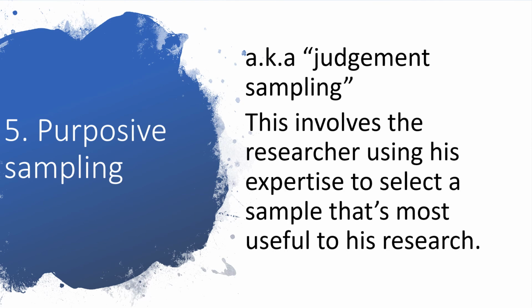Fifth is purposive sampling, also known as judgment sampling. This involves the researcher using his expertise to select a sample that's most useful to his research. For instance, you, as a researcher, want to know more about the opinions and experiences of disabled students in our university. So you purposely select a number of students with different support needs in order to gather a varied range of data on their experiences with student services.